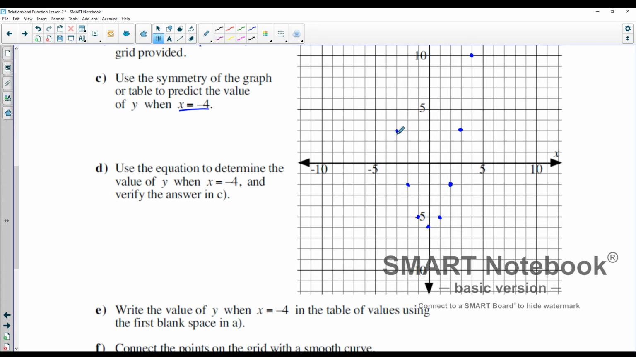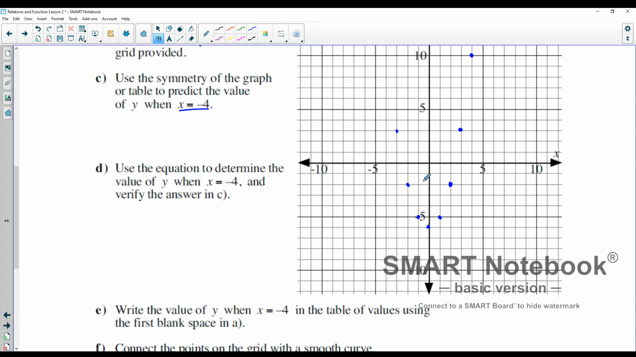x equals negative 4. Well, I already mentioned what it is, but you can actually easily see this just by looking at the symmetry of the graph. So if you think of the y-axis as being like a mirror, you have like a mirror image on both sides. So what that means is that each of these points on each side of the mirror are the same distance from the y-axis.